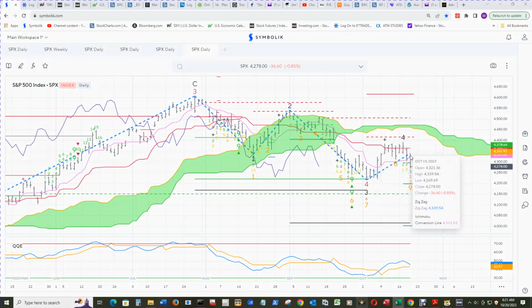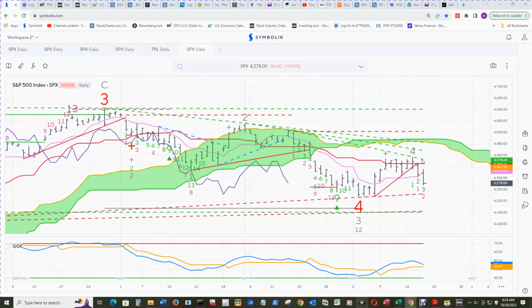ticked higher. So price is below the baseline, the conversion line, the bottom of the cloud current price, and the bottom of the cloud 26 bars back. And there's a new ongoing supply line, which for today on the 20th is at 4388.65. So close above that, and that gets qualified.